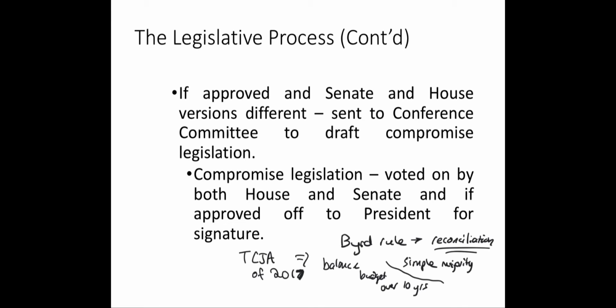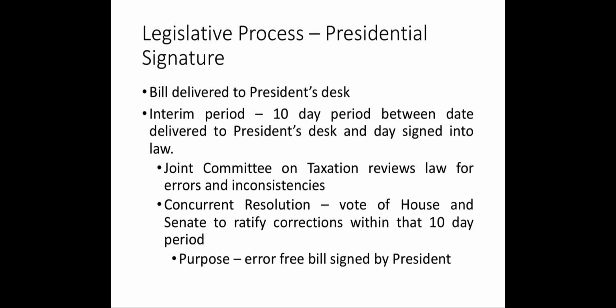Now, if you vote on it, and again we pass, then it goes to the president to determine whether it will be signed. So the president basically has a few different options, and we'll talk about those in a moment. There's this interim period, basically the 10-day period between the date delivered to the president's desk and the day signed into law. Now, the Joint Committee on Taxation reviews the laws for errors and inconsistencies. We'll talk more about the Joint Committee on Taxation later on. A concurrent resolution, the vote of House and Senate, can ratify corrections within that 10-day period if there are any issues.